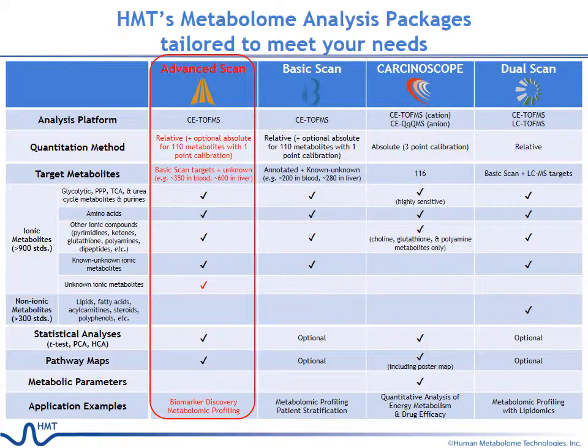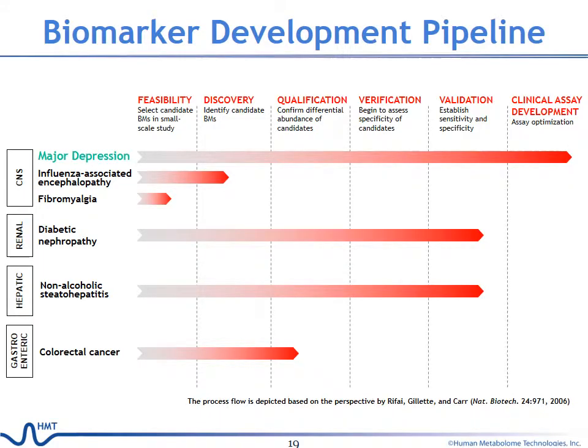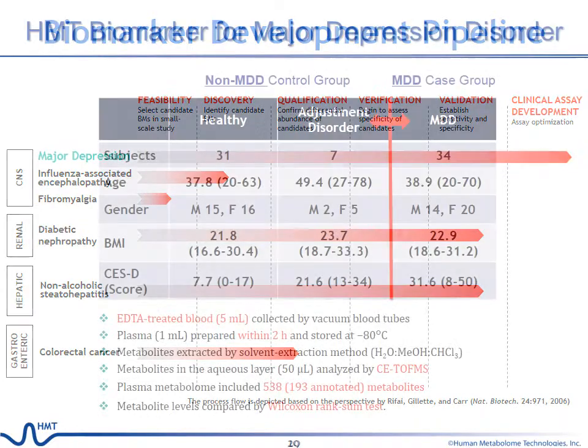Additionally, we have our untargeted analysis packages specifically geared towards biomarker discovery. In our advanced scan package, we report the known and unknown metabolites detected, which is particularly useful for biomarker identification and patient stratification. HMT has a number of ongoing studies, of which some have led to the development of novel diagnostic markers. In particular, we have developed a biomarker as a diagnostic tool for major depressive disorder.